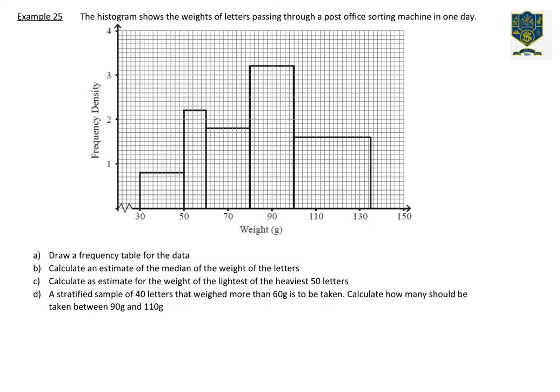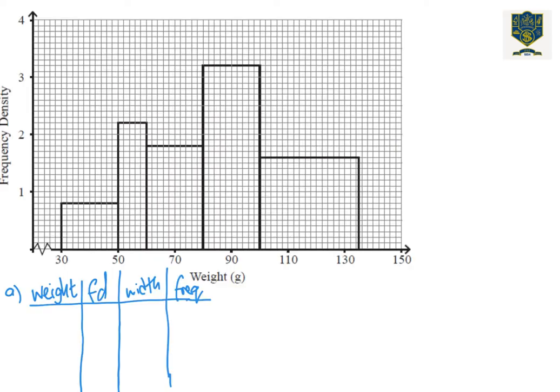So example 25: the histogram shows the weights of letters passing through the post office. Draw a frequency table for this data. Then calculate an estimate of the median, and calculate an estimate for the weight of the lightest of the heaviest 50 letters. And then we've got a stratified sample. So this is quite an involved question, and we'll look at how to do that now.